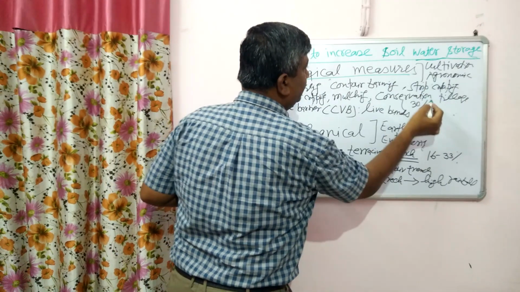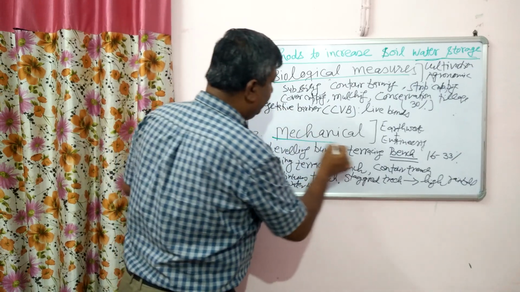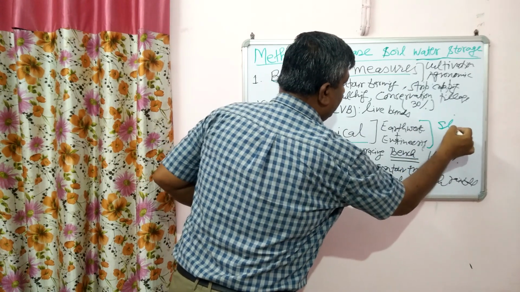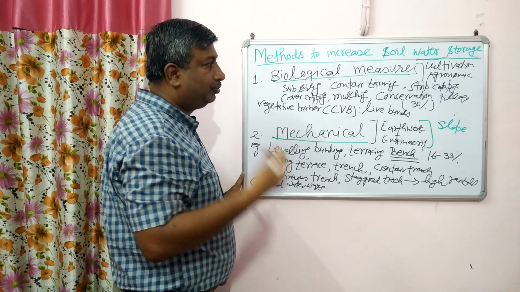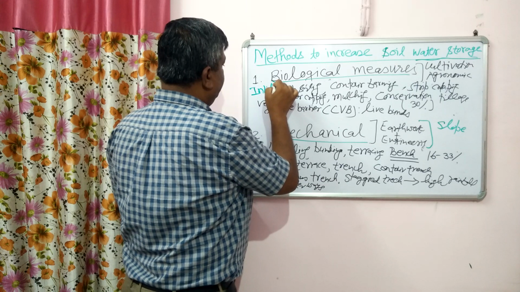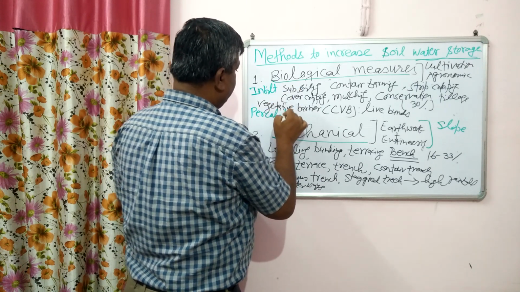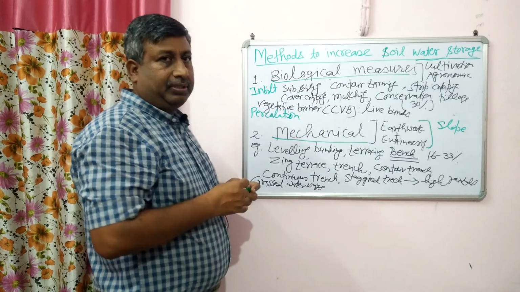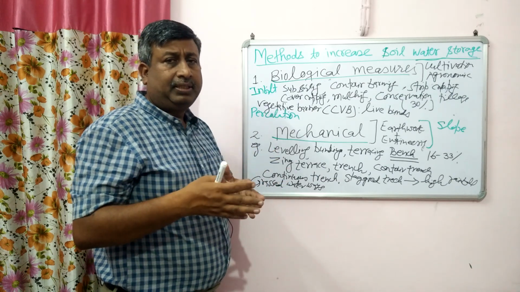So biological measures aim to increase infiltration and percolation, while mechanical measures are earthwork and engineering work related to modification of the slope. And here the objective is infiltration and percolation increase. And these are the different examples. Although there are many methods, and other methods may be water harvesting structures.